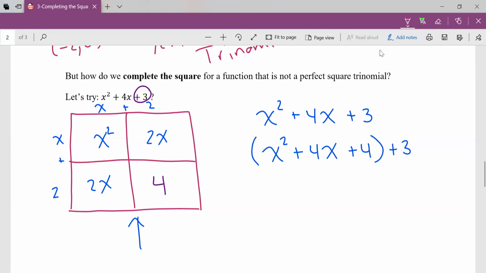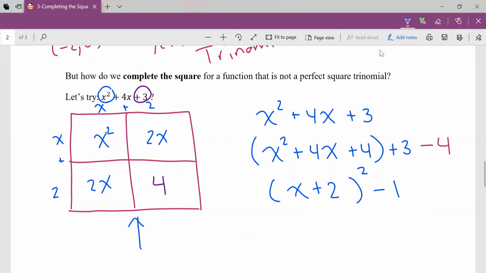If I added in a 4, then guess what I'm going to do? I'm going to take away 4 to balance it. And so now what do we have? We've got a perfect square in here. X squared plus 4x plus 4 is x plus 2 squared, and plus 3 minus 4 is minus 1. We're now in vertex form. We've completed the square.